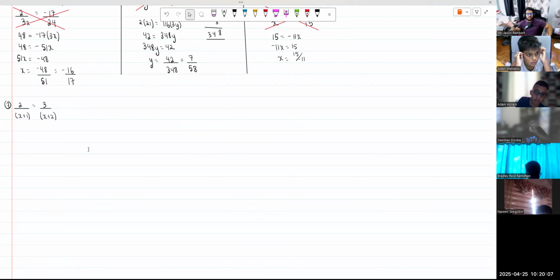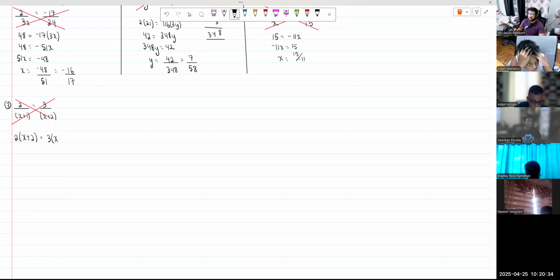The right-hand side is also a fraction. The numerator is 3, and the denominator is x plus 2. So I actually meet the criteria to cross multiply. But when I cross multiply, all you have to do is be very, very careful. When I cross multiply, I'm going to get 2 multiplied by x plus 2 is equal to 3 multiplied by x plus 1. Yeah? This looks like something we did in the past.